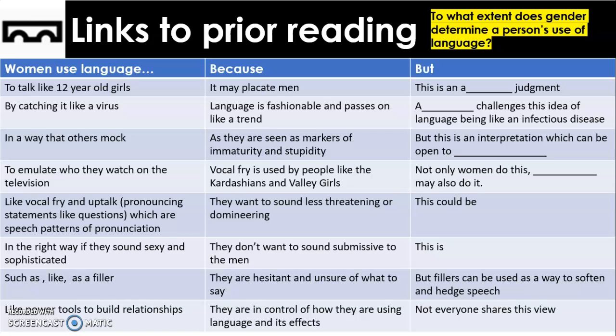Now, with the because and the buts, it's up to you. You can either take one row at a time and pause me as I go, or you can just listen and then pause me and complete the activity.